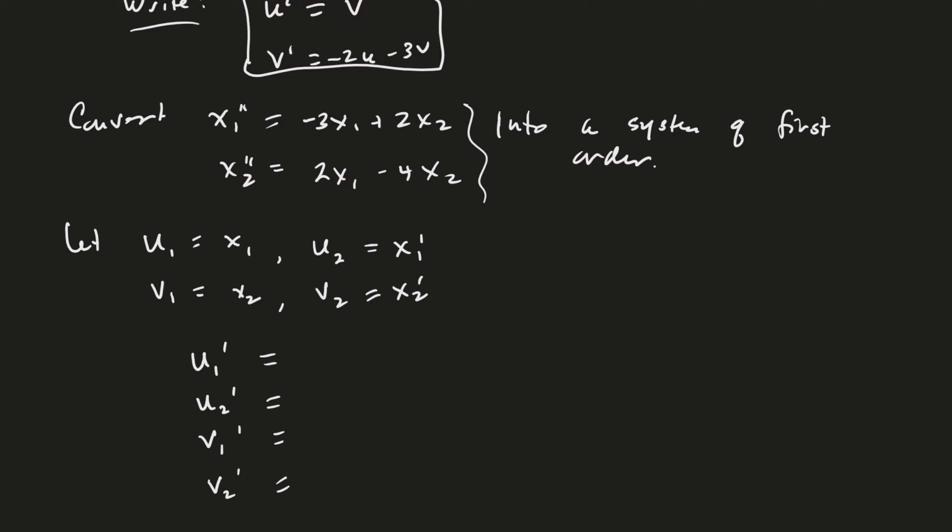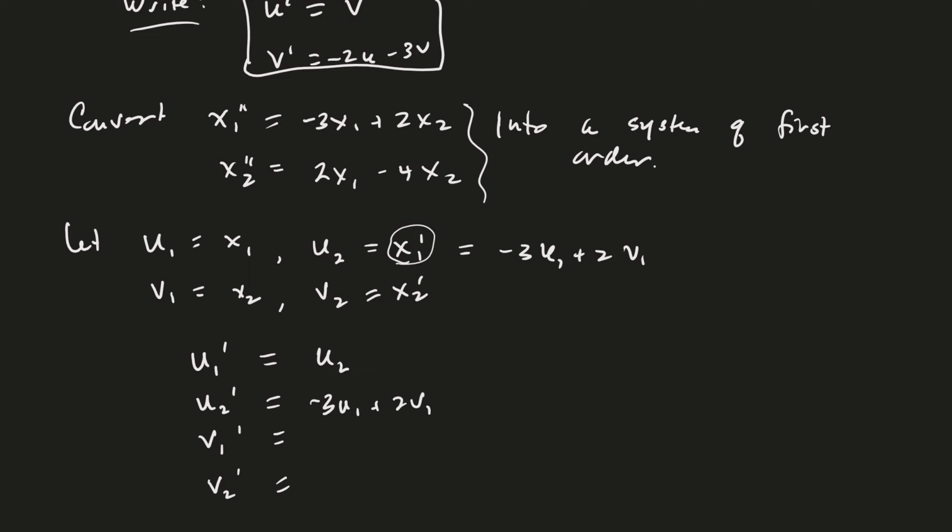Okay, and so now again we see u1 prime is x1 prime, which is u2. U2 prime is equal to x1 double prime, right? And that's equal to minus 3x1, which is u1, plus 2x2, which is v1. Okay, so this is going to be minus 3 u1 plus 2 v1.